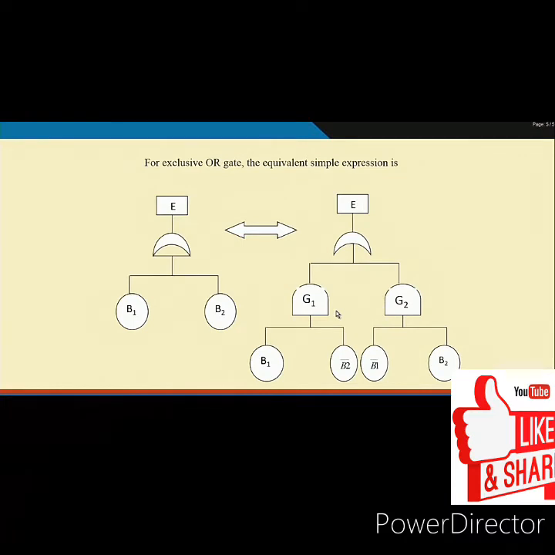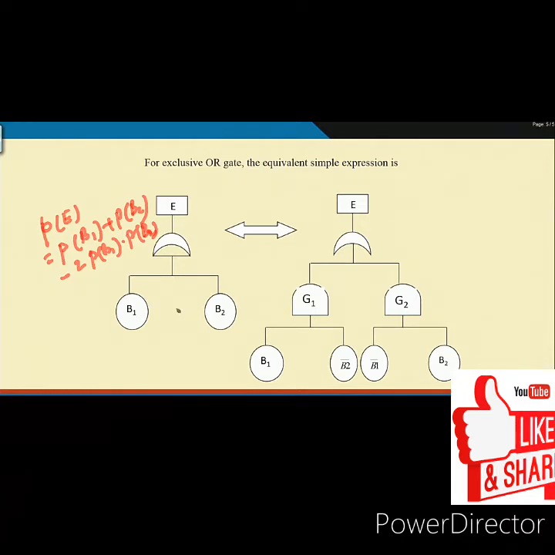Now, exclusive OR gate. We have seen that the probability of E is PB1 plus PB2 minus 2 PB1 PB2. What is an exclusive OR gate? Either of the two should occur, but not both.